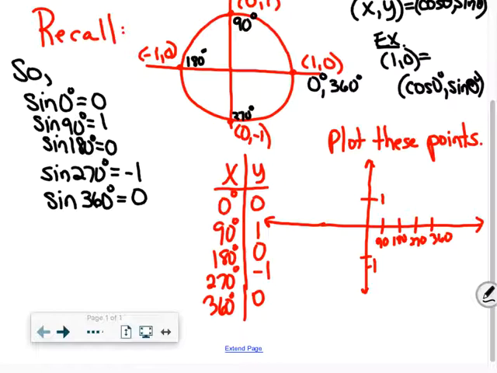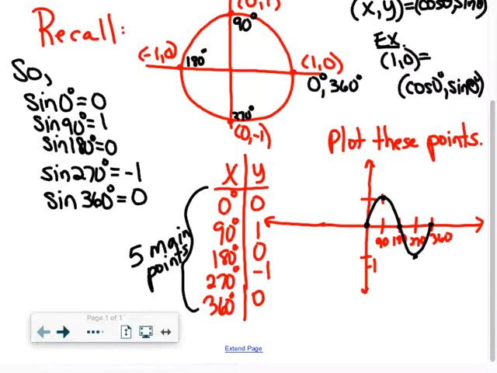So let's plot. These are referred to as the 5 main points. Okay, these 5, and we got these 5 from the unit circle, going around the circle. So if I plot, here's 0, 0, 90 degrees is up 1, 180 degrees is 0, 270 is down at -1, 360 is 0. So you're going to plot these 5 main points.